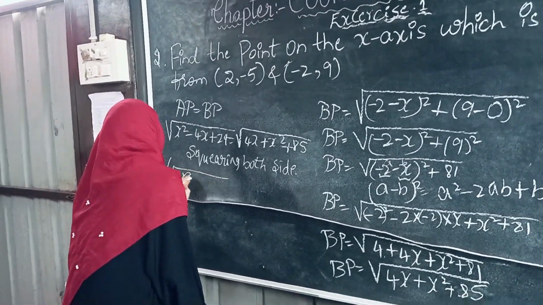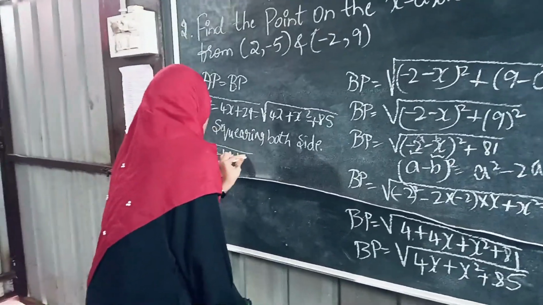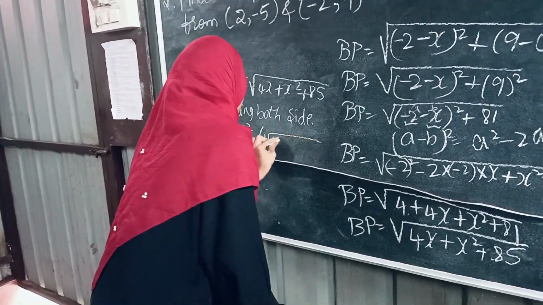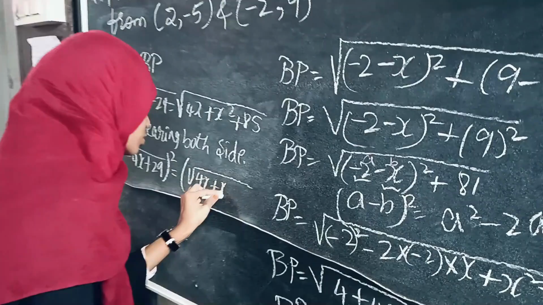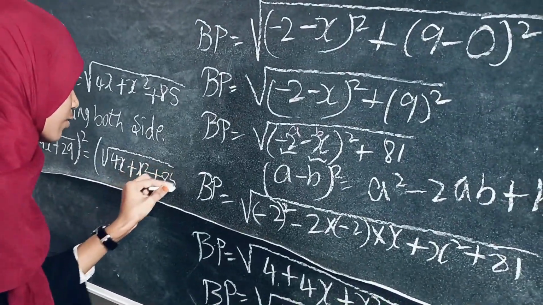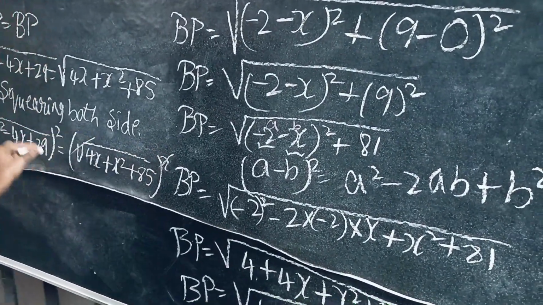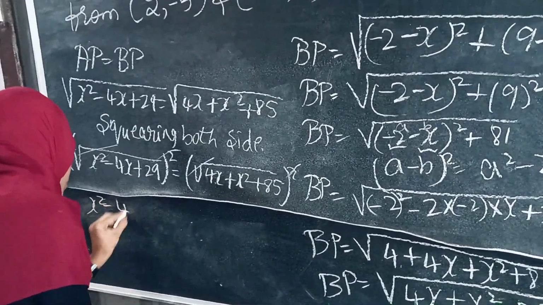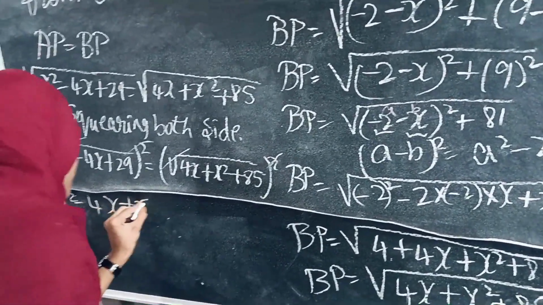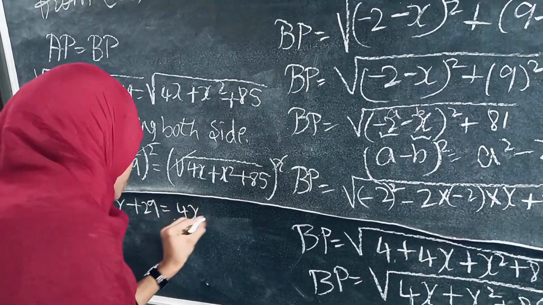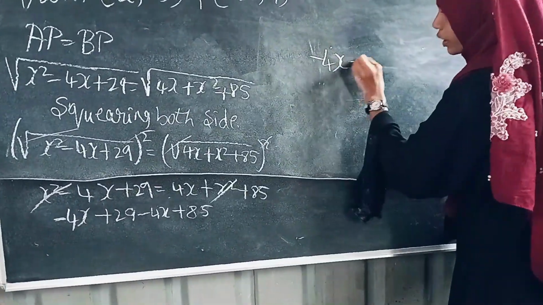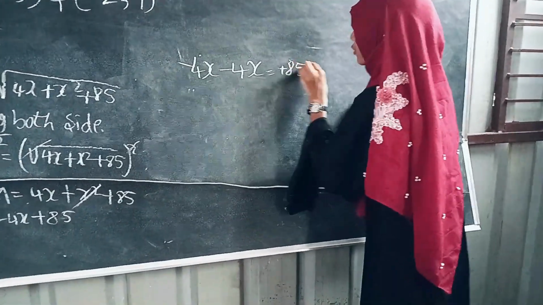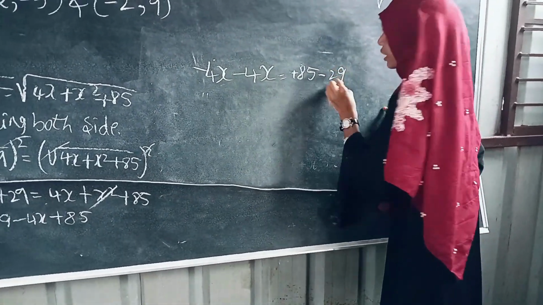Root of (x square minus 4x plus 29) whole square is equal to root of (4x plus x square plus 85) whole square. Square root cancels, square root cancels. x square minus 4x plus 29 is equal to 4x plus x square plus 85. Minus 4x is equal to plus 85 minus 29.